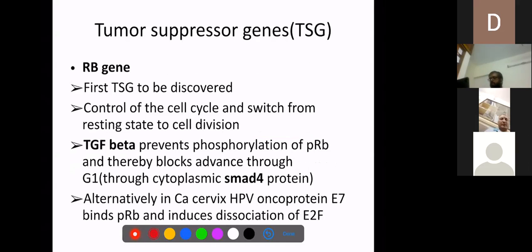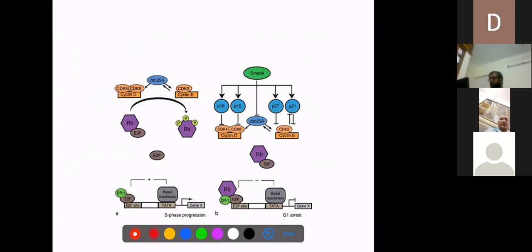Just remember, there can be a question: which is the first tumor suppressor gene to be cloned? That is the retinoblastoma gene. The control of the cell cycle and the switch from the resting state to cell division is controlled by the retinoblastoma gene. How does it occur? I told you already. Cyclin D comes and phosphorylates the retinoblastoma protein, which is in combination with E2F, and E2F gets released from the retinoblastoma protein. This E2F joins the E2F site and activates the basal machinery, inducing the genes to progress to the S phase, the DNA synthesis phase. This is how it occurs.